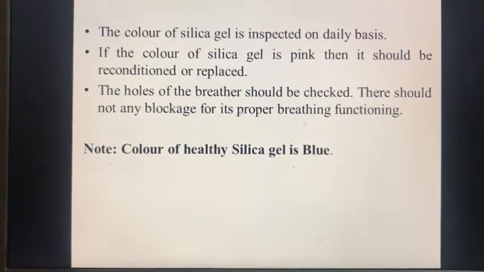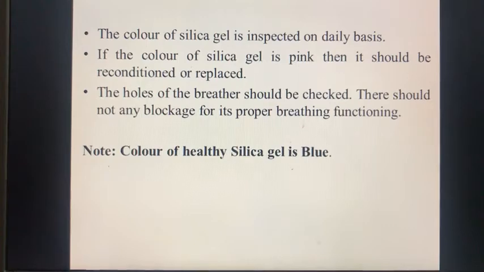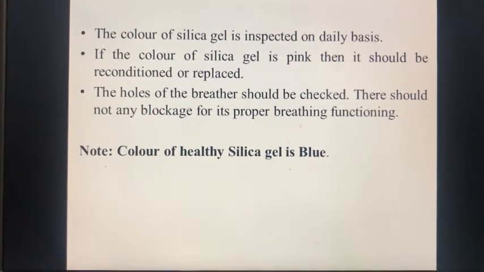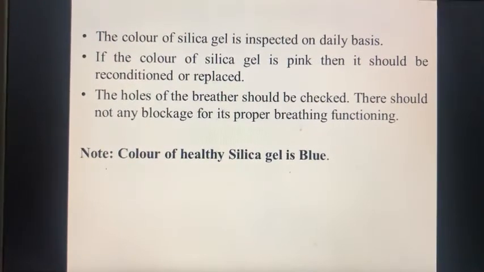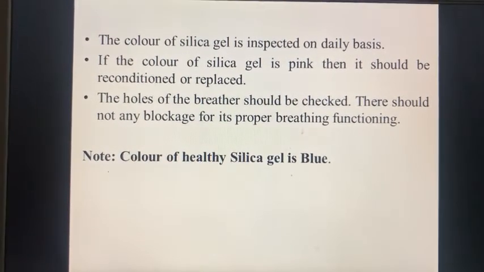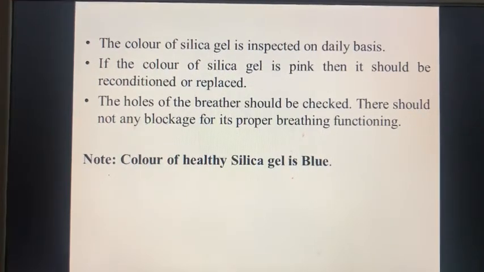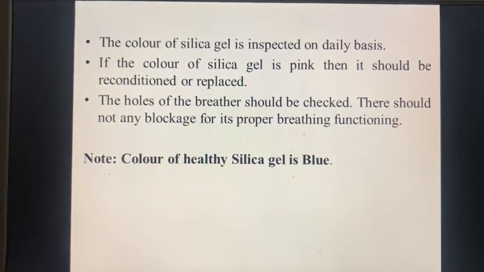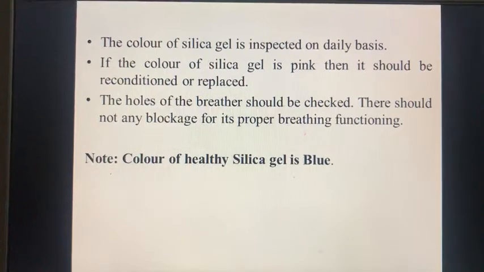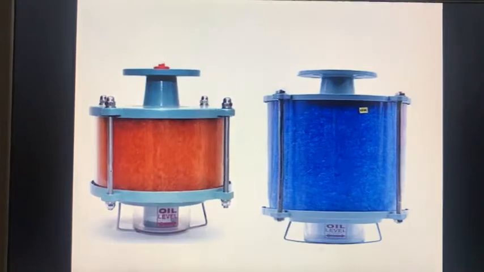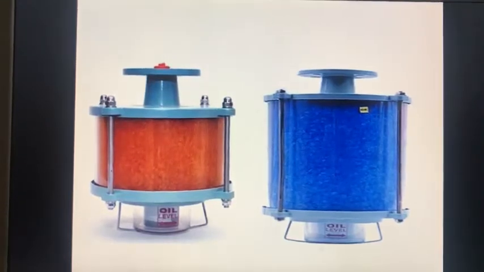The next maintenance schedule on daily basis is the inspection of the color of the silica gel. If the color of the silica gel is blue, it indicates the healthy condition of the silica gel. If the color is pink, then it should be reconditioned or replaced. The holes of the breather should be checked. There should not be any blockage for its proper breathing functioning. Here we can see the blue color of the silica gel indicates its healthy condition and the pink color indicates its unhealthy condition.